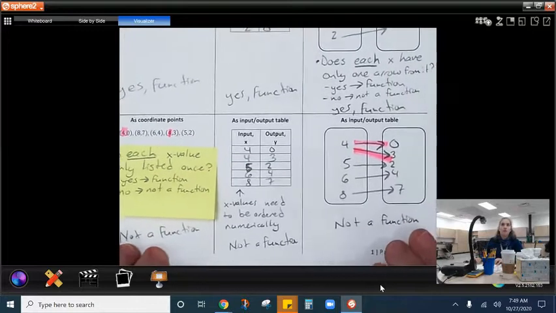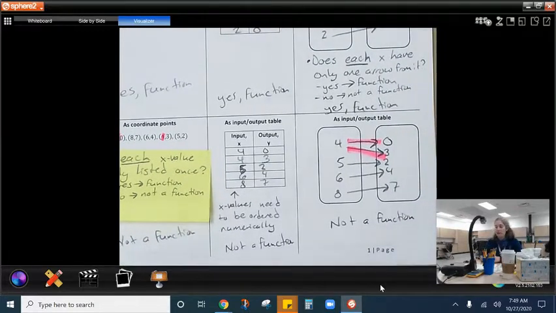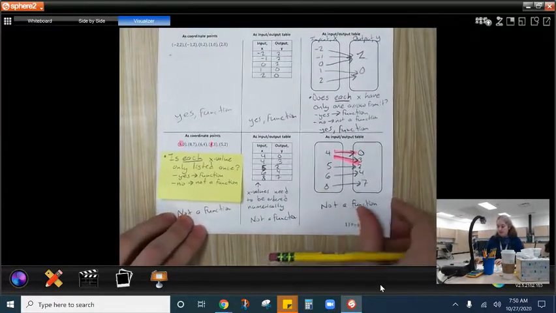Now, what if we have a graph? Ooh, you couldn't see that. Oh, that's really terrible of me. Okay, let me give you a second. I'm going to zoom out so that you can see everything a little better.